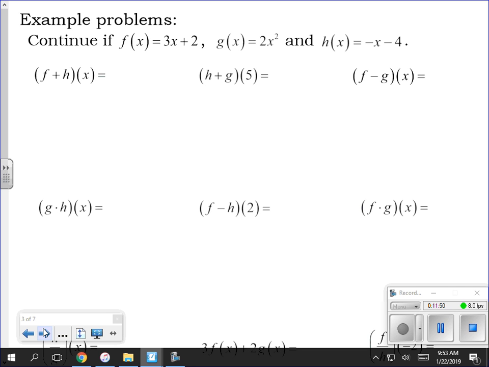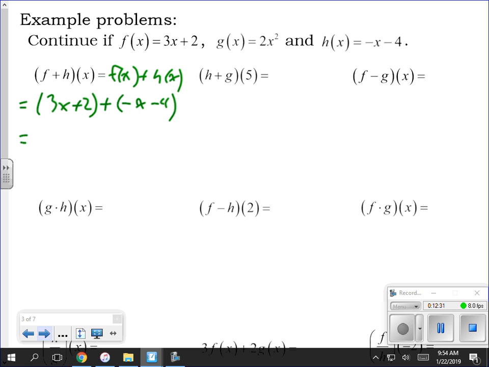Okay, still the same f, g, and h. I can add, subtract, and multiply functions. Okay. F plus h of x is actually f of x plus h of x. That's what that is. H of x plus f of x. So that means I have 3x plus 2 plus negative x minus 4.